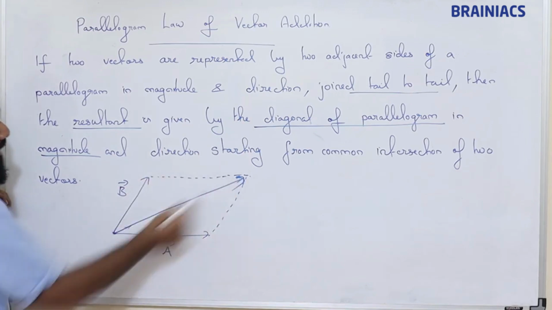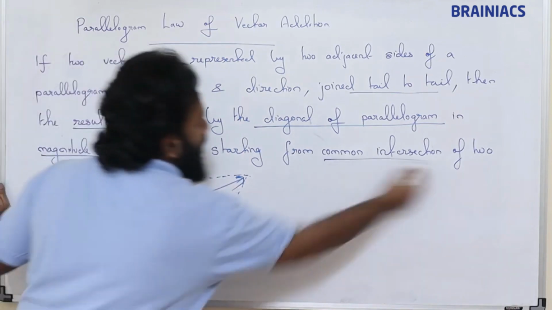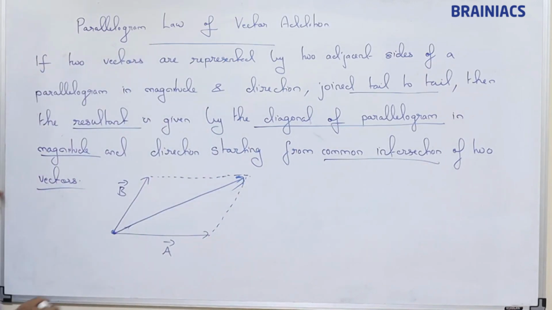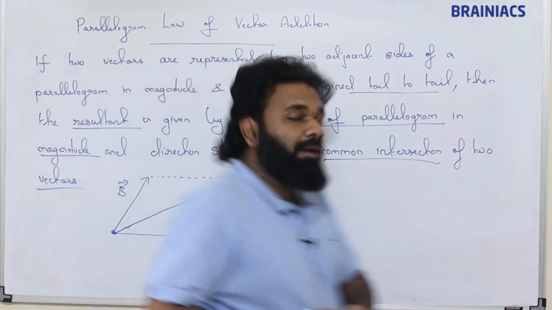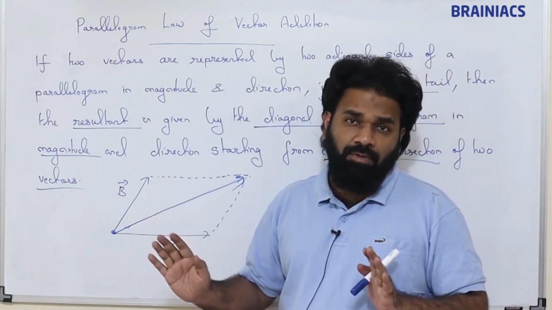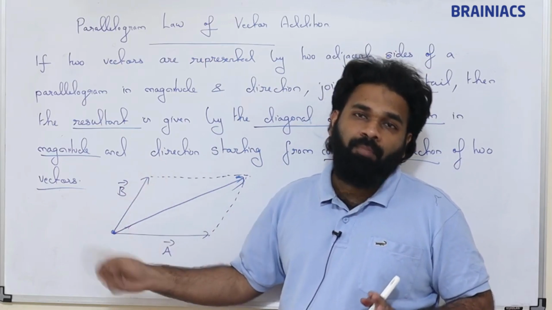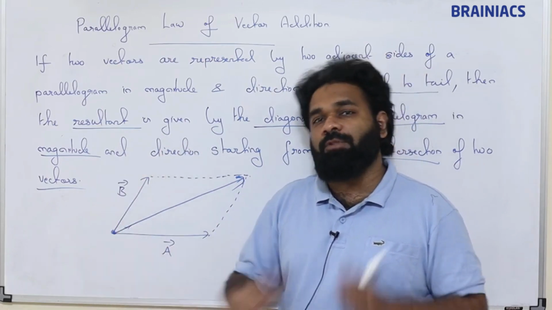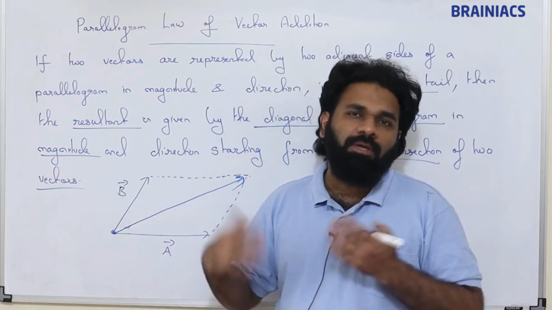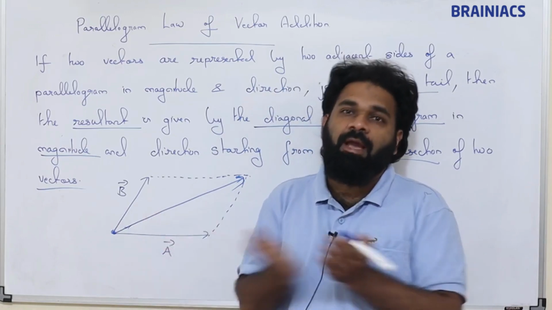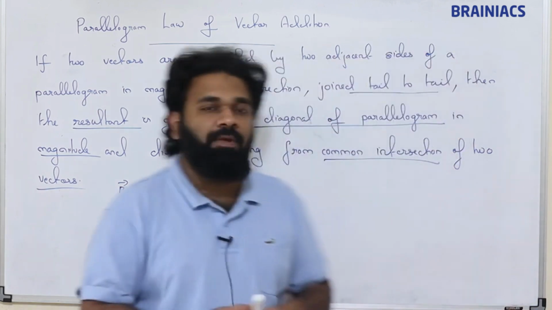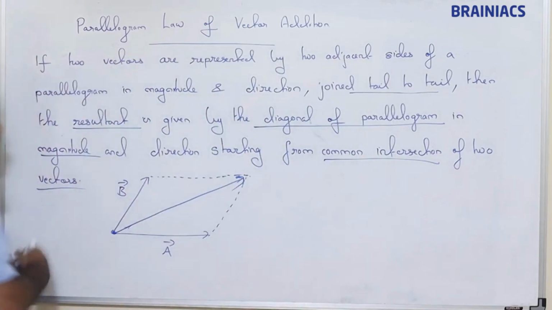Direction also, this will be the direction, starting from the common intersection of the two vectors. So this is the common intersection of two vectors. This is what the parallelogram law of vector addition is. This is the result of this law as well as the triangle law of vector addition. Both will be the same, it cannot be different. Both are just different laws, but when we add two vectors, definitely we should get the same result if we put the correct angle between the vectors.